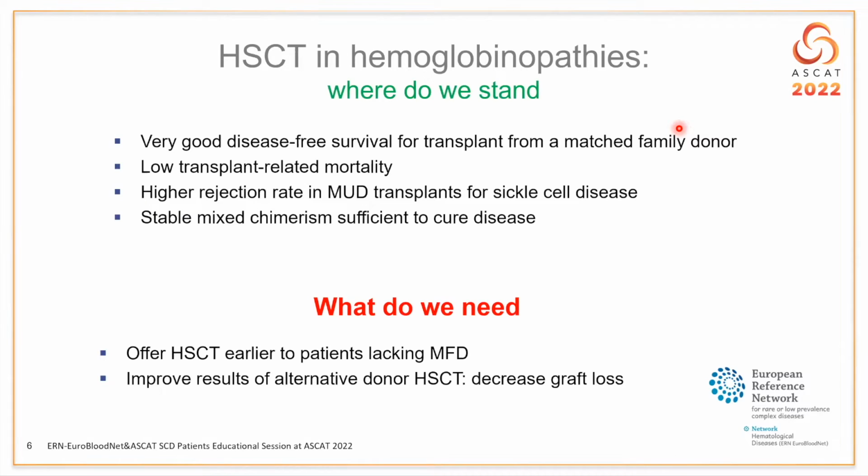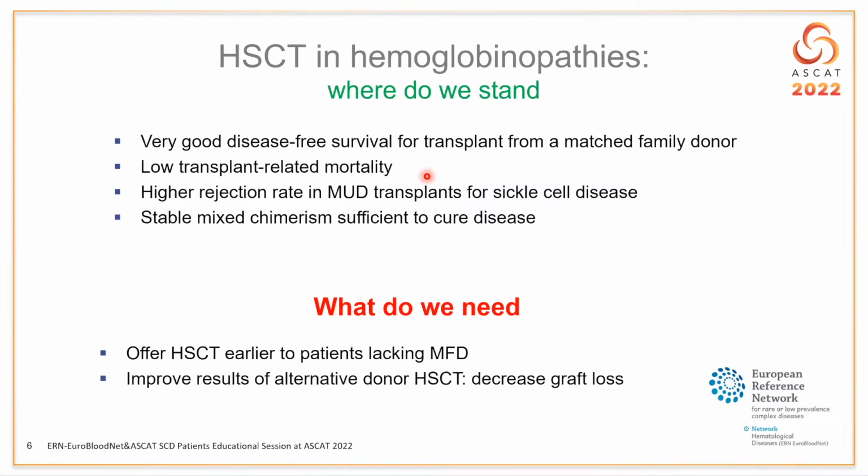So, just to summarize this first part of the presentation: where do we stand now with the stem cell transplant for sickle cell anemia? We know that we have a very good disease-free survival, a very good probability of complete cure if the transplant is performed with a matched family donor, more than 95% probability of complete cure. And we know that we have a low transplant-related mortality.